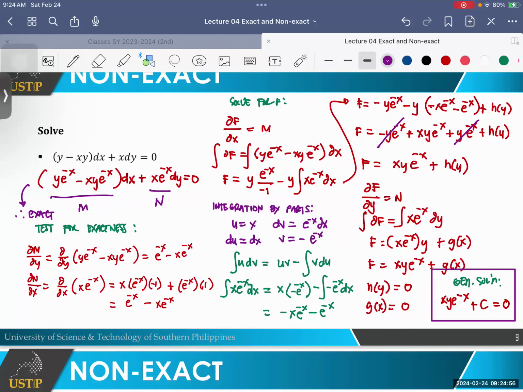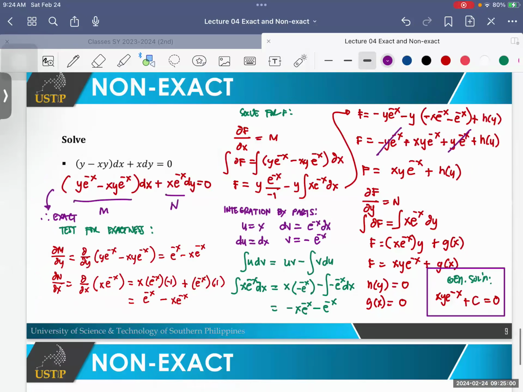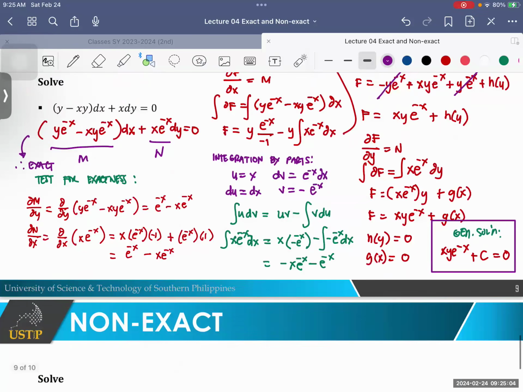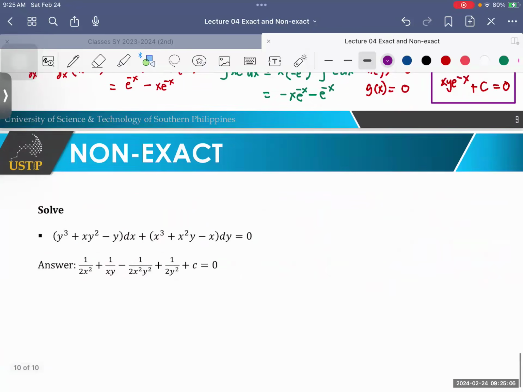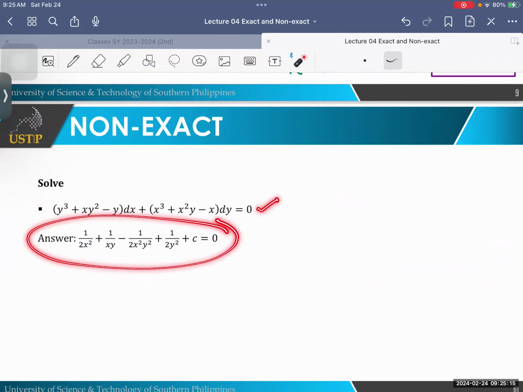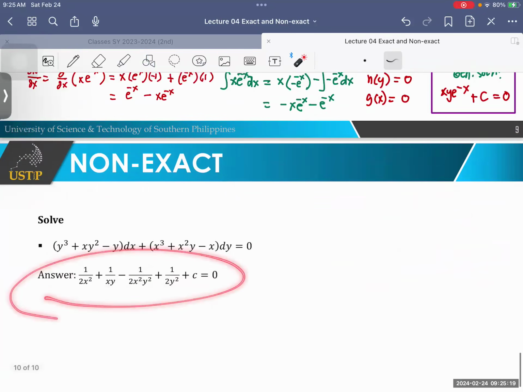It was actually quite short, right? Now, the one above, the first example, has a longer solution than this one, class. You try and solve it. It is a non-exact differential equation. It tests you for exactness, and you will get an answer, though it can't be found in explicit form. Okay?